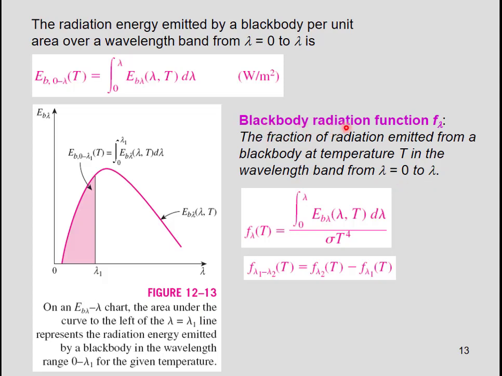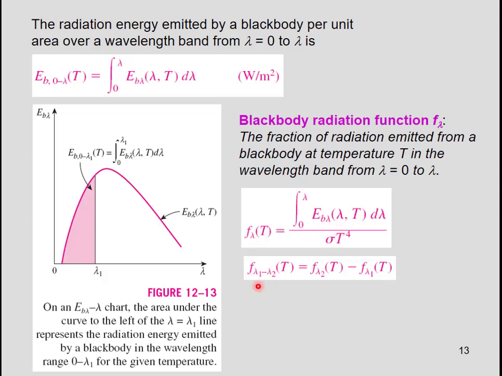This is the black body radiation function of lambda. In other words, we can write F lambda at temperature T, or the black body radiation function at temperature T, as the integration from 0 to lambda of the radiation energy for the waves with the wavelength of lambda and temperature T, divided by sigma T to the power 4. This is the total radiation energy for the whole spectrum of the electromagnetic waves.